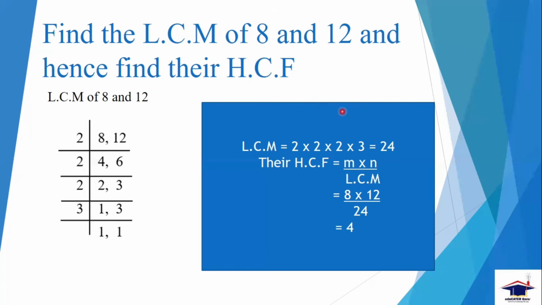So, m is 8, n is 12. So, 8 into 12 divided by the LCM we have found out as 24. So, 8 into 12 divided by 24 gives 4. Therefore, the LCM is 24 and HCF is 4. This is how you find LCM and HCF by using the relationship formula in an easier way.